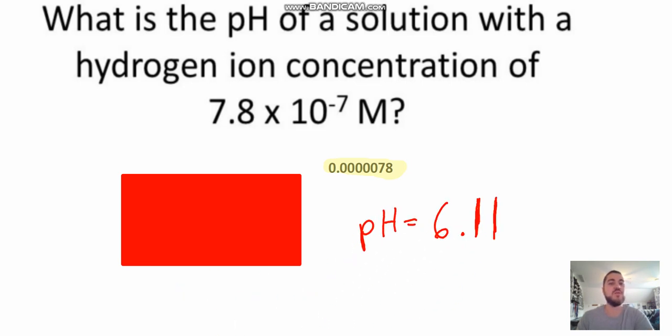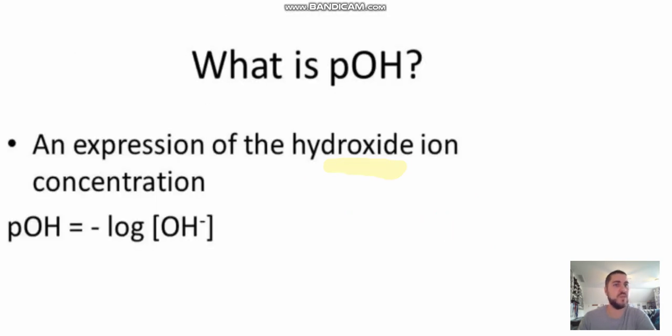Now this value of 6.11, that's an acidic pH. So anything below 7 again is acidic. So this solution again is an acidic solution. Let's look at pOH.